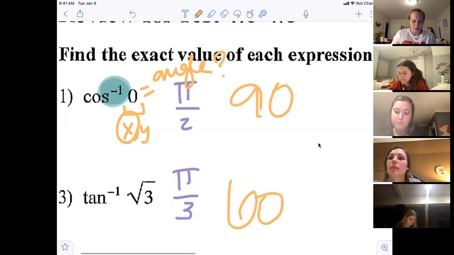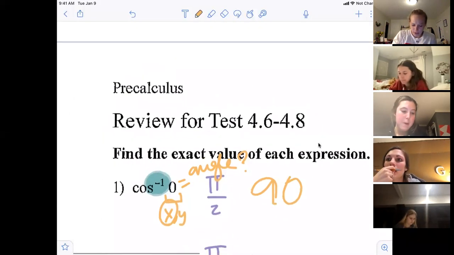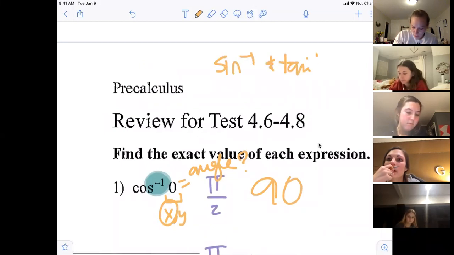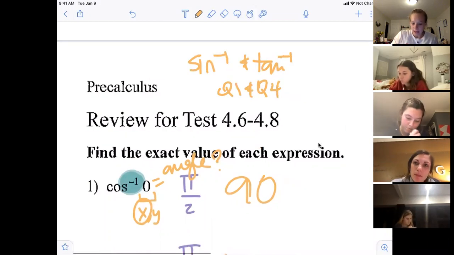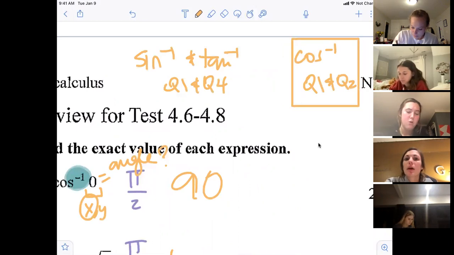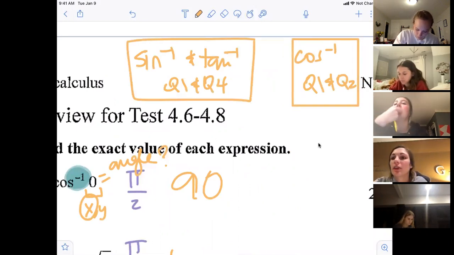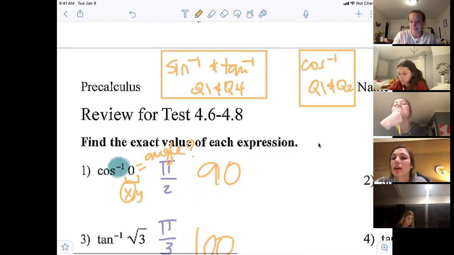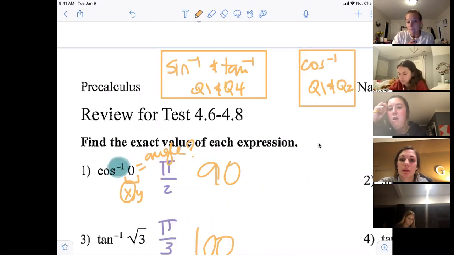The one thing you need to know is there's only a couple of places that we look. So for sine and tangent, you can only look in quadrants 1 and 4. And for cosine, you look in quadrants 1 and 2. Okay, that makes sense, because I saw 270 and I was like, that has an x of 0, so why isn't it that? Good point. We only want one answer, so we're only looking in quadrants 1 and 4.